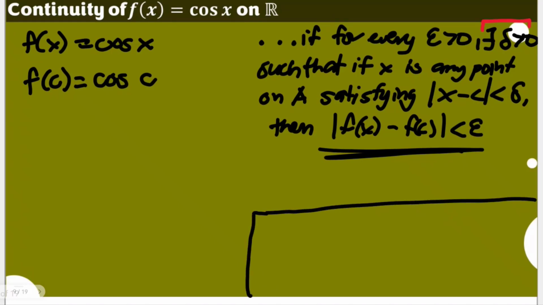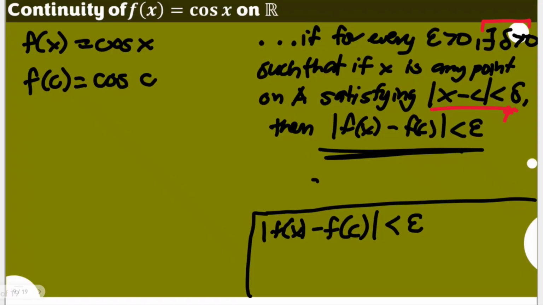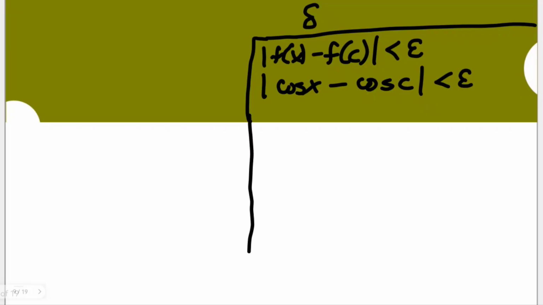This scratch work will allow us to work backwards, starting with our target until the intended expression that would contain x minus c. Our goal is x minus c, because this is related to delta, and what we are trying to represent is the delta. Once we could come up with x minus c, it's easier for us to define what delta is. So let's work on this. The absolute value of f of x minus f of c is actually cosine x minus cosine c, still less than epsilon. But again, this is a trigonometric function, so we cannot simply say x minus c is something like that.